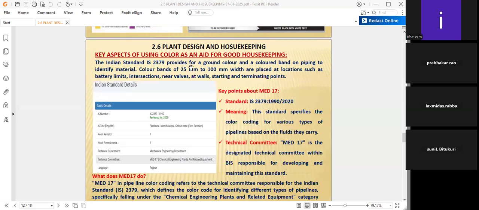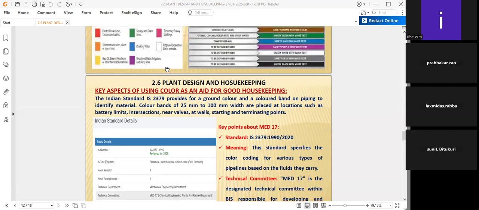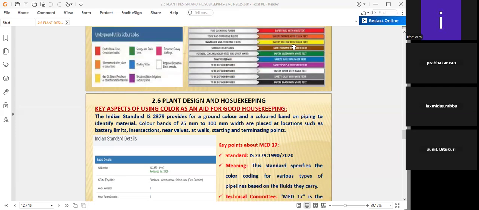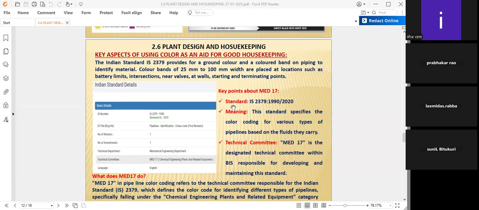It provides for a ground color and colored bands on piping of identical material. Color bands of 25 mm to 100 mm width are used. That means there is a need for maintenance of these display boards also, at locations such as battery limits, intersections, near walls, at walls, and starting and terminating points. The Indian Standard is called IS 2379:1990. It was recently revised in 2020.